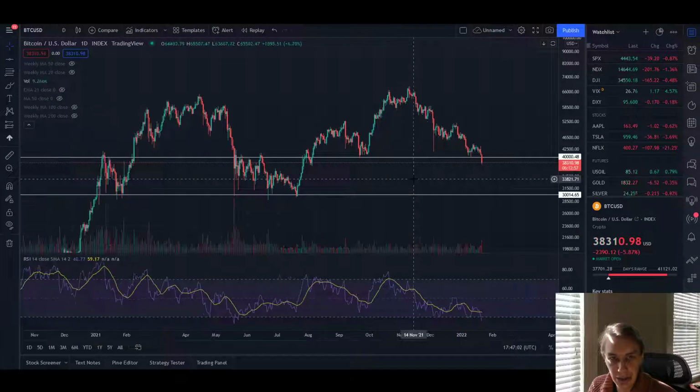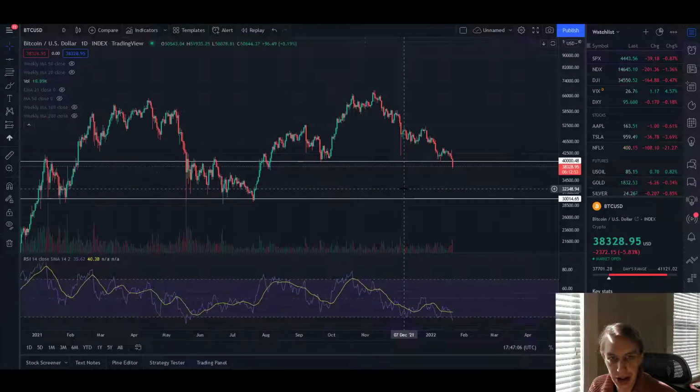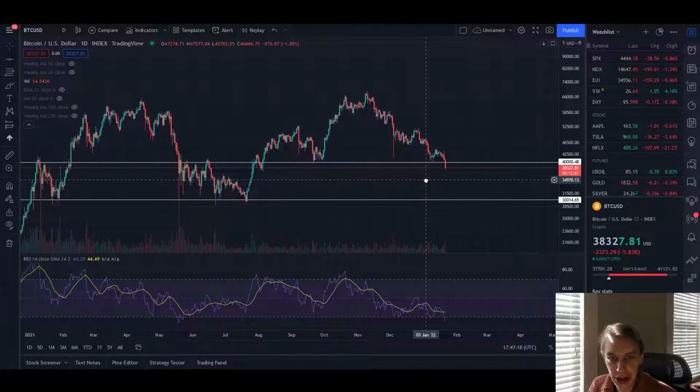So to switch back over to Bitcoin, what I want to look at here is just what's been going on. I have a couple of different levels laid out here, so around 30K, around 40K. And as we've now broken down below 40K, there are some different possibilities I think that could be happening.